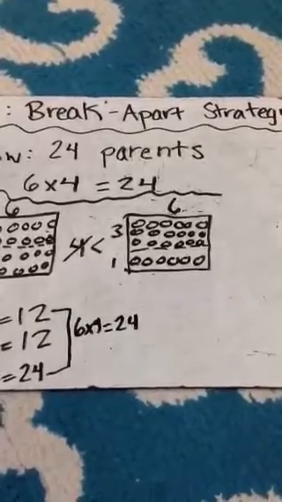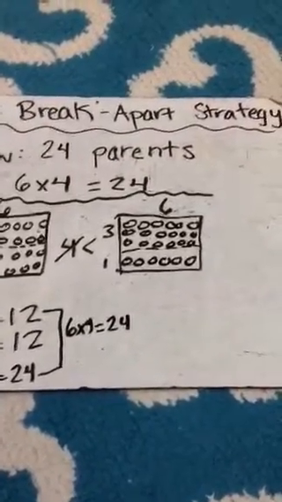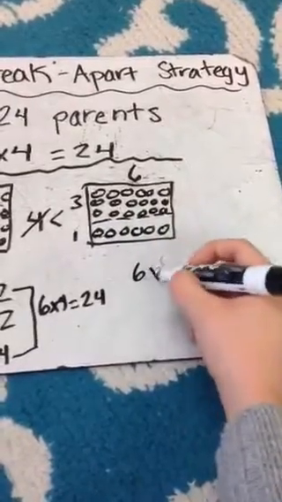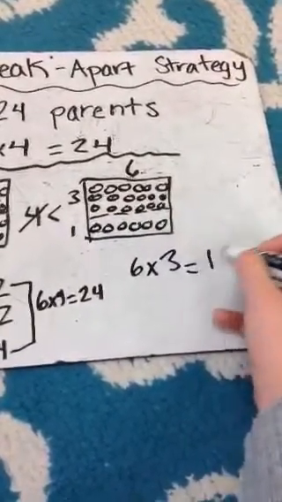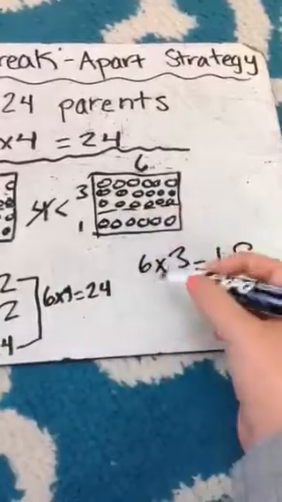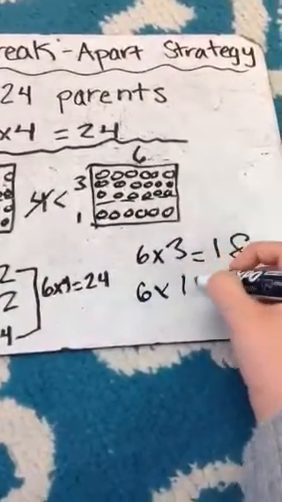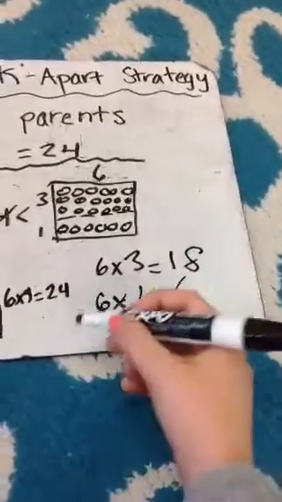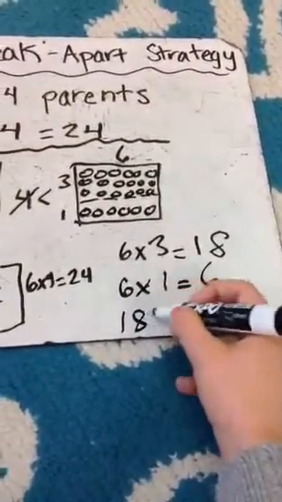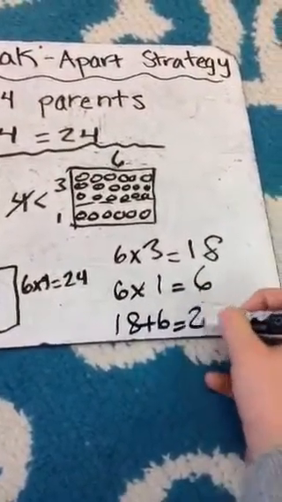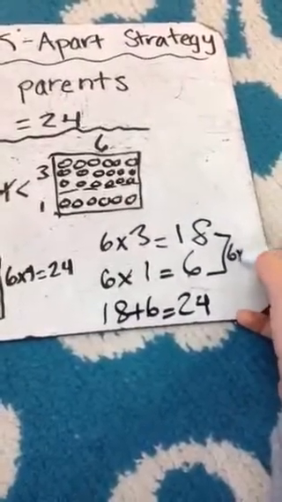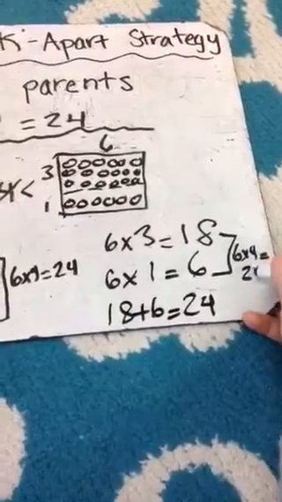So let's try this array over here to see if the break apart strategy works for this one, how I broke it up. So for this one, I started with 6 times 3, and I got 18, but I also broke it up into 6 times 1, so I got 6. Let's see, does 18 plus 6 match my 24 answer? Yes, it does. It matches 6 times 4 equals 24.